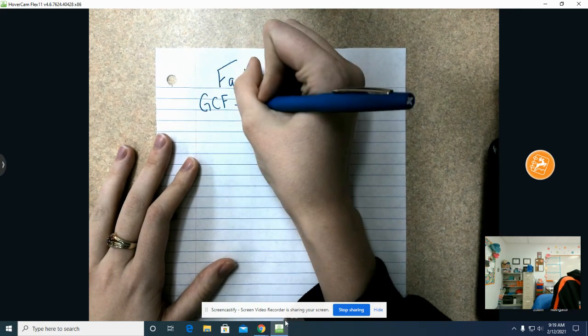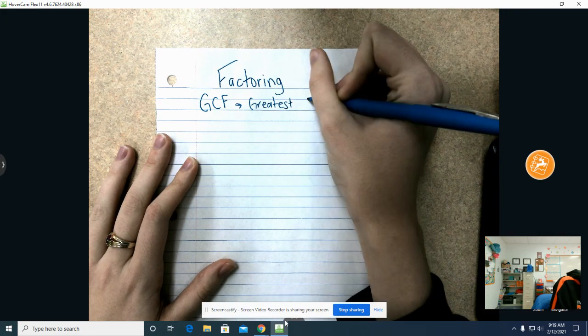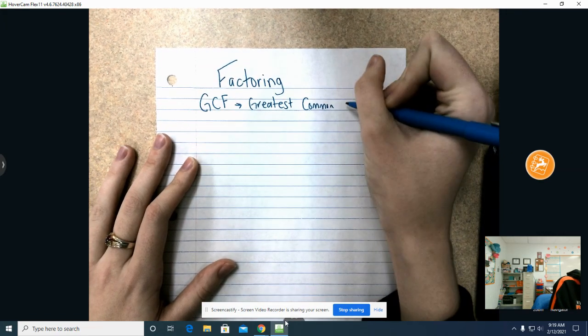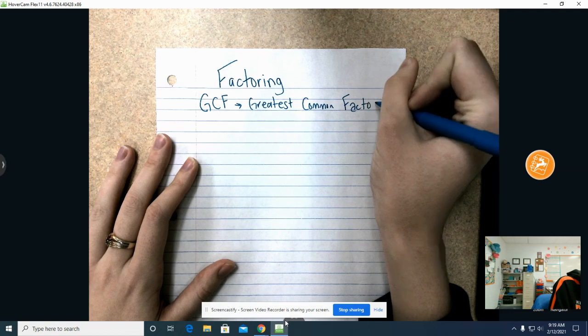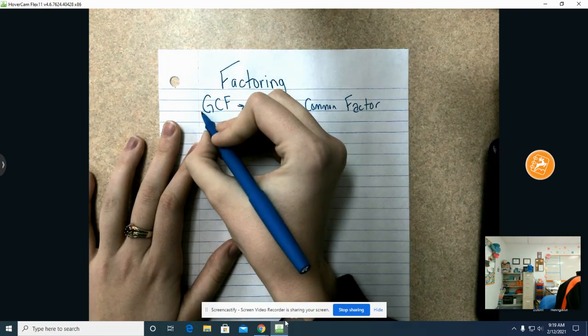So GCF, or greatest common factor. I know you all know what greatest common factor means, because we've done it a whole bunch in bell work before. So GCF factoring, greatest common factor.